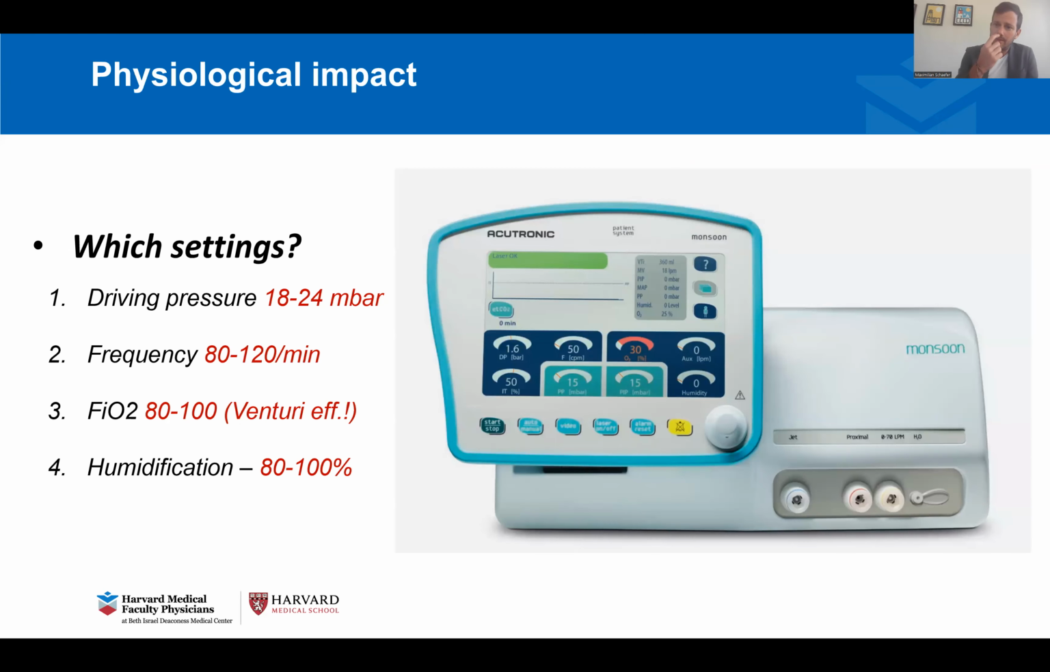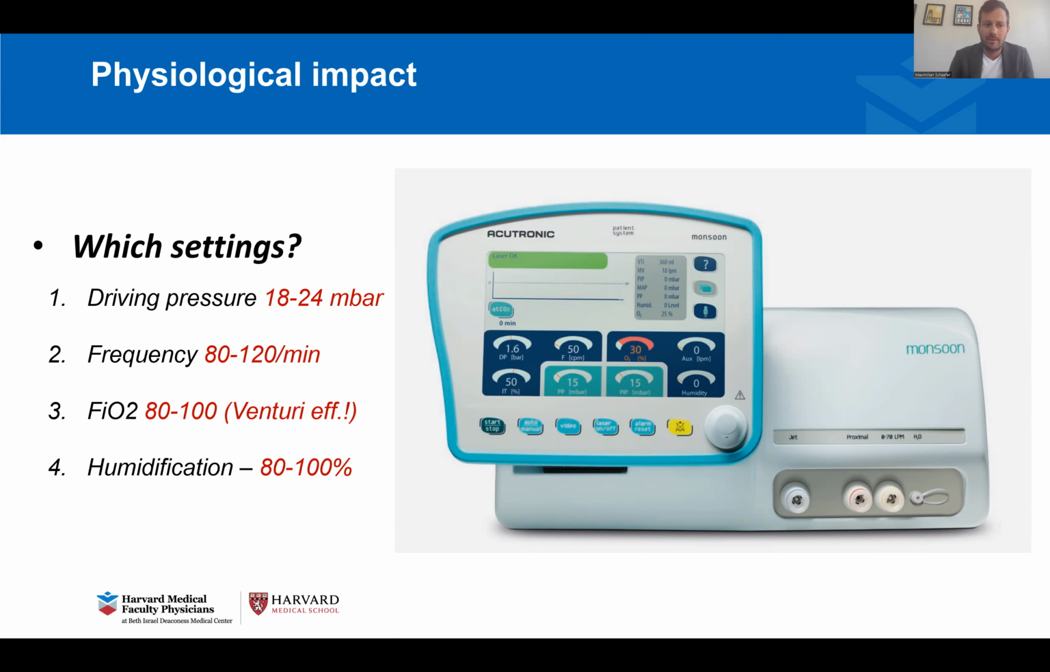The other one is really fine-tuning your settings. So this is our current jet ventilator. We are giving recommendations for driving pressures between 18 and 24 millibars. This is one of the most central parameters to dial in. The driving pressure is basically what drives the ventilation and subsequently sets the tidal volume during jet ventilation.